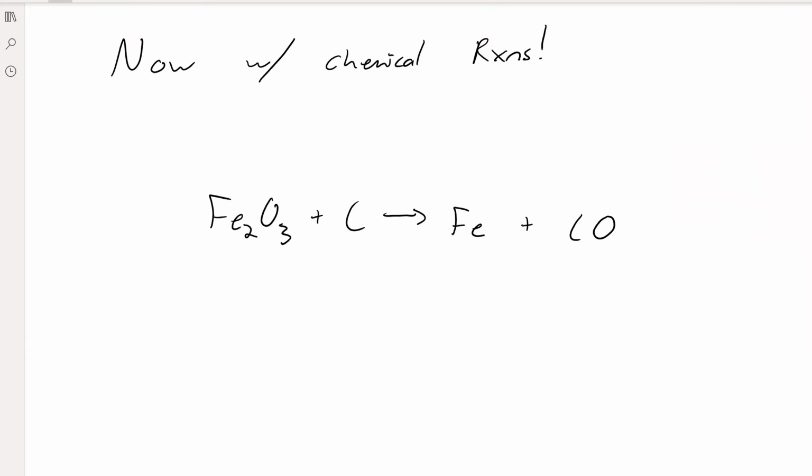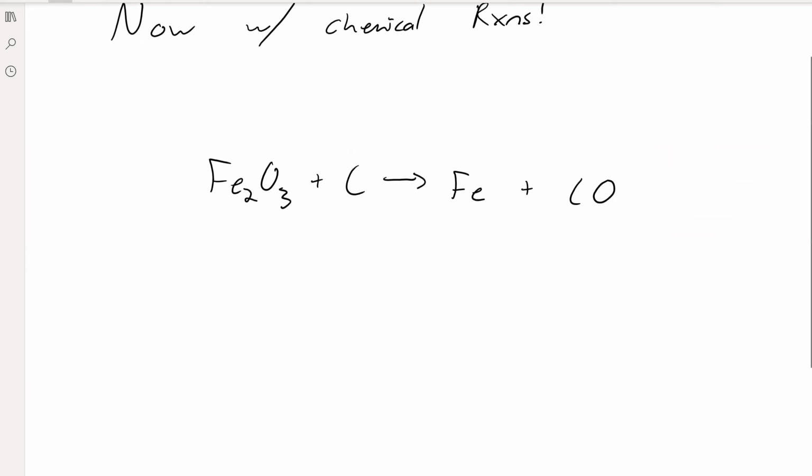Anyways, whenever we're doing any sort of these problems, the first thing we should always check is that our equation is balanced. And we can see from the start, we have 2 irons on the left, and only 1 on the right. So this equation is not balanced. So of course, the first thing we have to do is balance it.